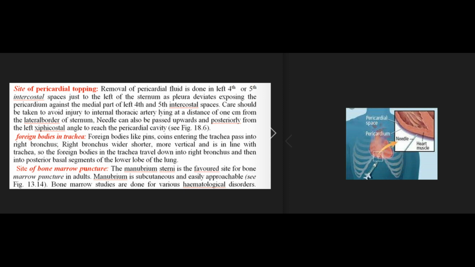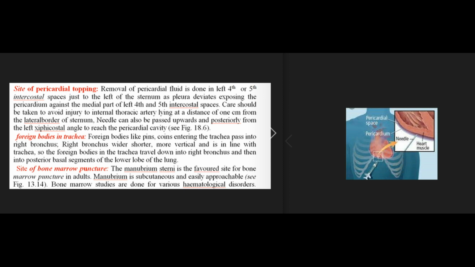Foreign bodies like pins and coins entering the trachea pass into the right bronchus, which is wider, shorter, more vertical and in line with the trachea. So the foreign bodies in the trachea travel down into the right bronchus and then into the posterior basal segments of the lower lobe of the lung.